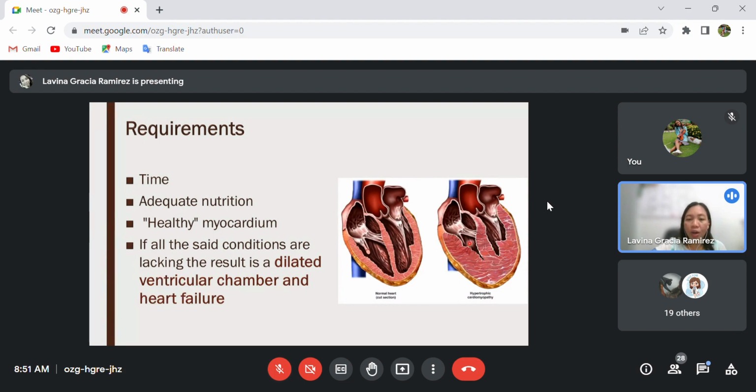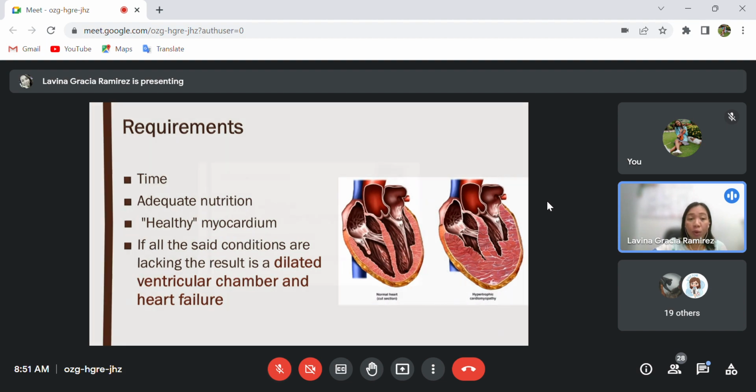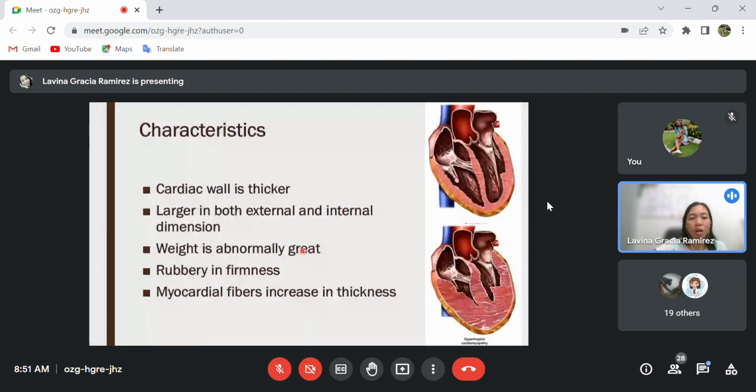So yung stenotic area dito, ito, yung mga lumen in between. Okay, so yun yung part ng stenosis that could cause insufficiency, because of the pressure and the volume, hindi ma-hold completely ng mga valves. Okay, so characteristic of hypertrophied one is cardiac wall become thicker, larger in both external and internal dimensions. Ito both pwedeng sa labas at pwedeng sa loob. That means it could be an eccentric hypertrophy or the concentric hypertrophy.